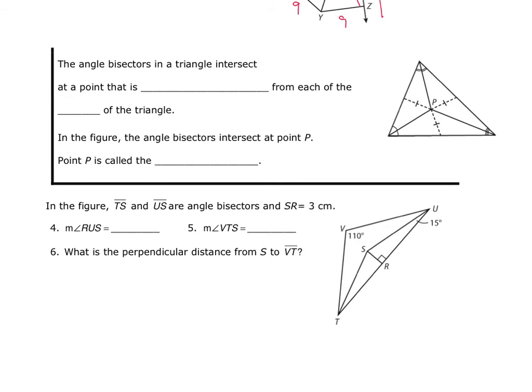In a triangle, if we've got 3 angle bisectors, so if you see them in this triangle, so I've got 1, 2, 3 angle bisectors, they all intersect at one point in the middle of the triangle, and they will be the same distance directly to the edge of the triangle. So they will be equidistant from each of the sides of your triangle. So in our figure, the angle bisectors intersect at point P, and that point P is called the incenter.